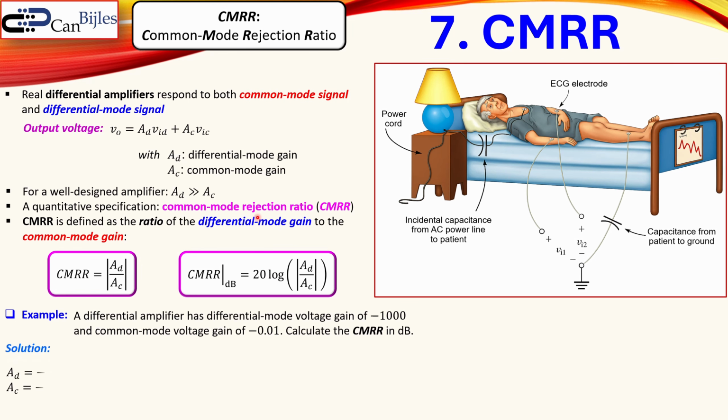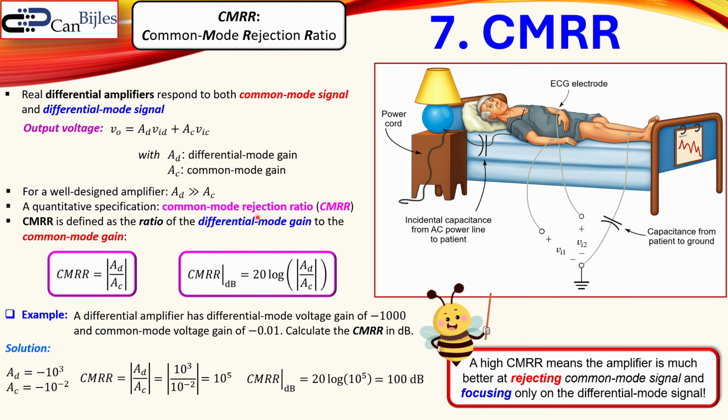So here the solution: AD is minus 1000, AC is minus 10 to the power minus 2. If you substitute the values, you get 10 to the power 5, which is 100,000. If you convert that to dBs, you get 20 log of 10 to the power 5, which is 100 dB. So that means the higher our CMRR, the better our amplifier is in rejecting these common mode signals and focusing only on processing the information, which is our differential mode signal.